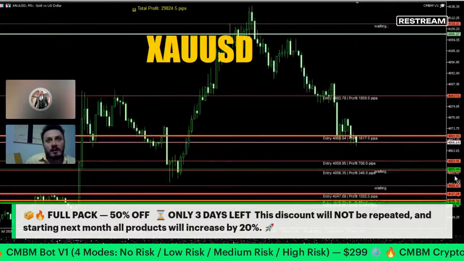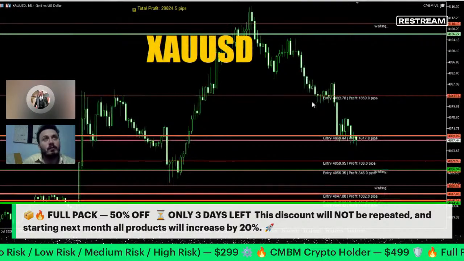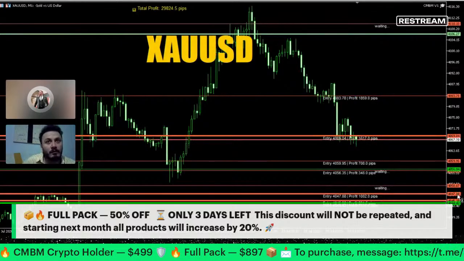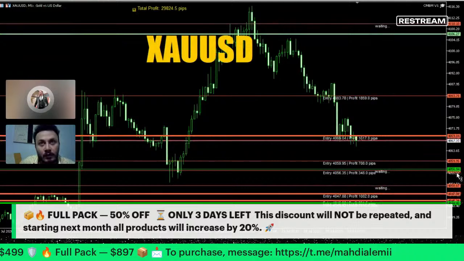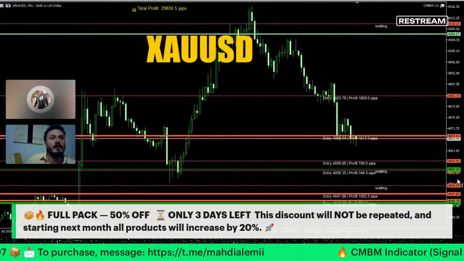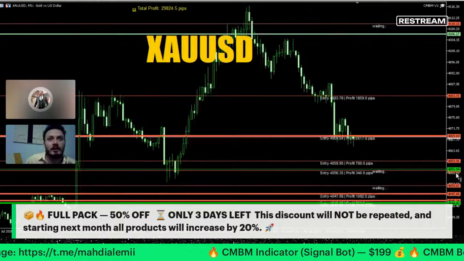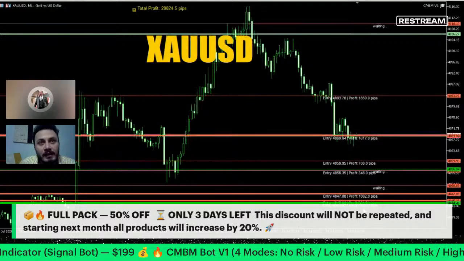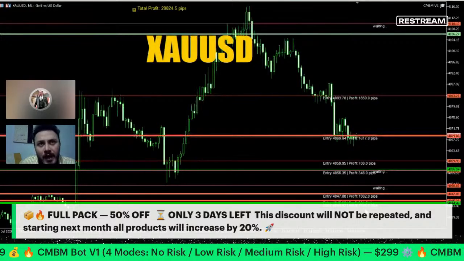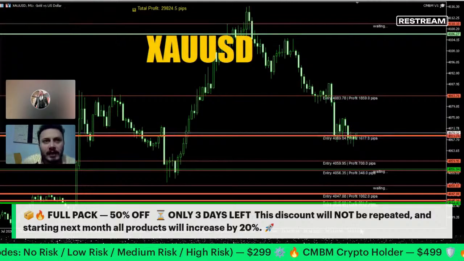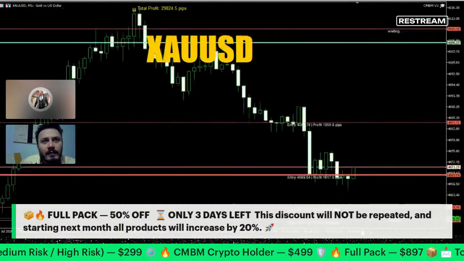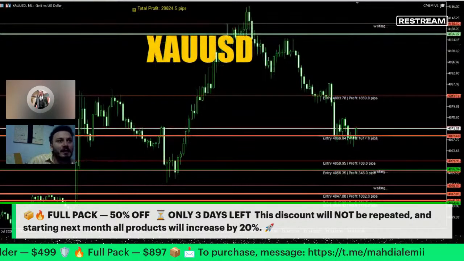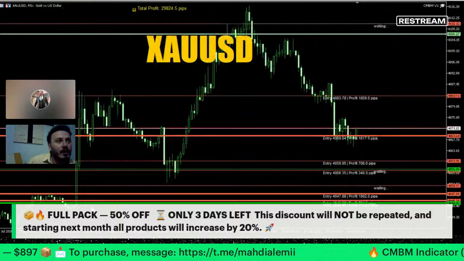4056. You shouldn't go buy here for gold, or here, or here. The nearest buy for scalping is here, 4056. If you want to trade with CMBM levels, here, 4056 is a buy. We had a 4044 buy and it gave us 71 pips. 71, let me check it. Yes, $71 is going up on that. Now that's FOMC. Okay, that was an entry for FOMC on CMBM bot.